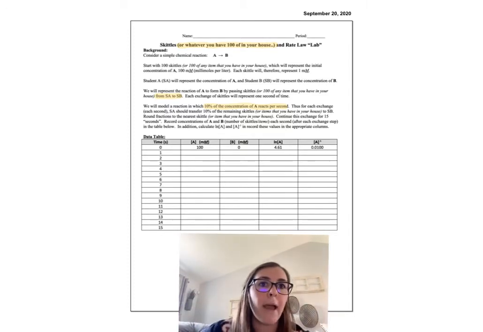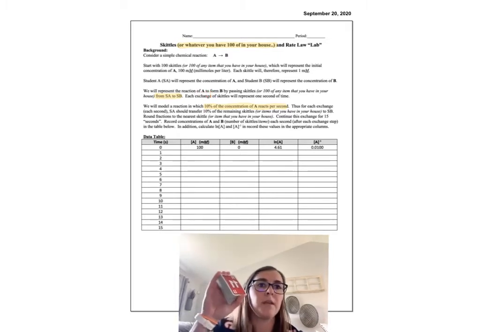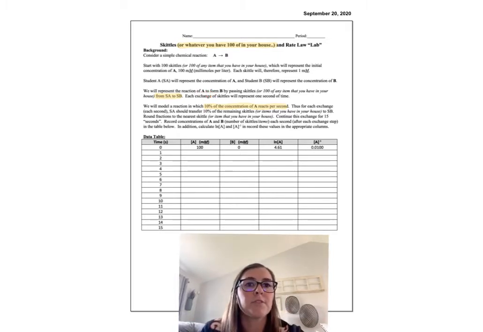Great, hopefully you read that background information. So here's the idea. You have 100 of something, and you're going to represent going from A, the 100 reactants, to form B, the products, and you're going to pass from student A to student B.